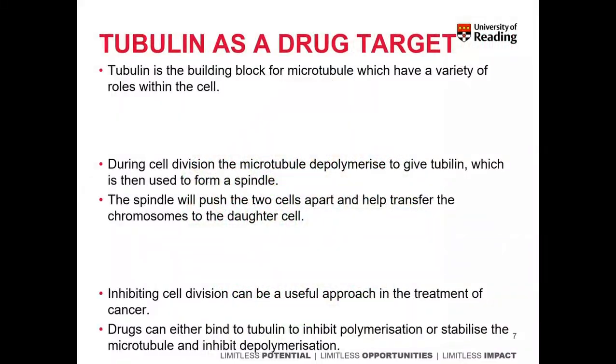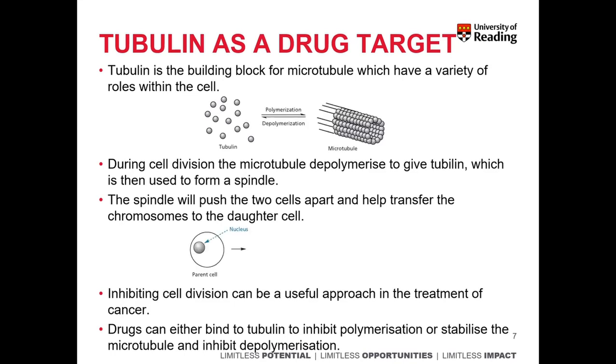Now, another example of a type of protein that we can target is tubulin. Now, tubulin is the building block for microtubules, and these have a variety of different roles within the cell. Now, here we can see tubulin, and this is able to polymerize into these microtubules. So these microtubules are able to offer structural support within the cell and support different cellular processes.